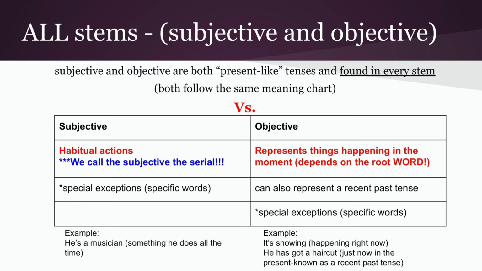On the other side, the objective generally represents things happening in the moment. So objective is happening in the moment. A good example of that is perhaps a phrase like, it's snowing, it's happening right now. Sometimes the objective can also represent a recent past tense, but please note that there are always special exceptions for the subjective and objective sides. Just know for now that they're present-like tenses, but they change depending on the root word. There's always special exceptions, and that is basically what you need to know right now about those two.